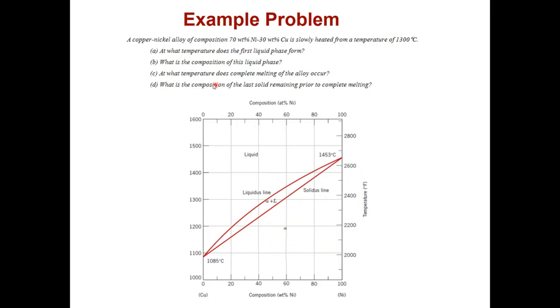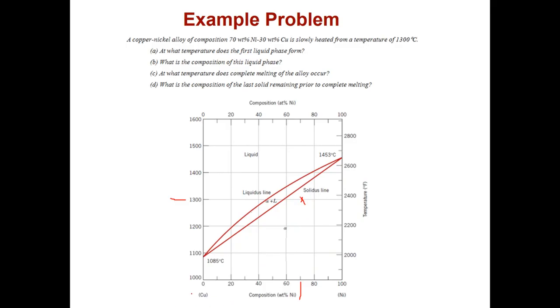Now, let's see what the problem is asking us. A copper-nickel alloy of composition 70 weight% nickel and 30 weight% copper is slowly heated from a temperature of 1300 degrees C. So the composition is given, 70% right here, and the temperature is also given, which is 1300. So it brings us to somewhere here.